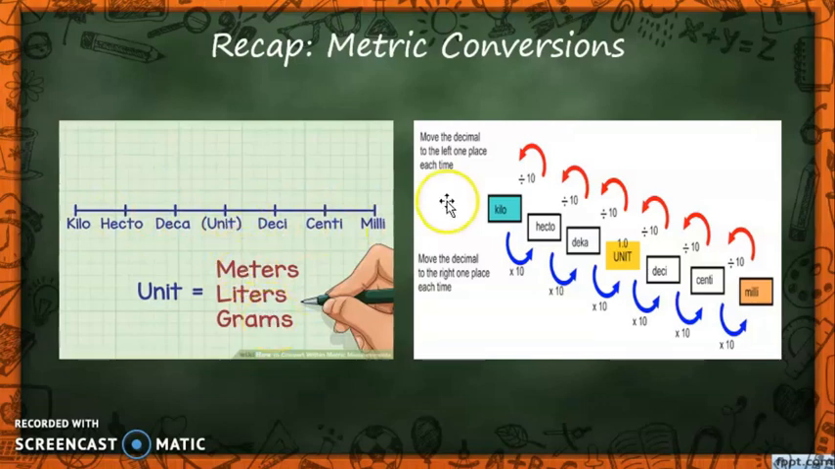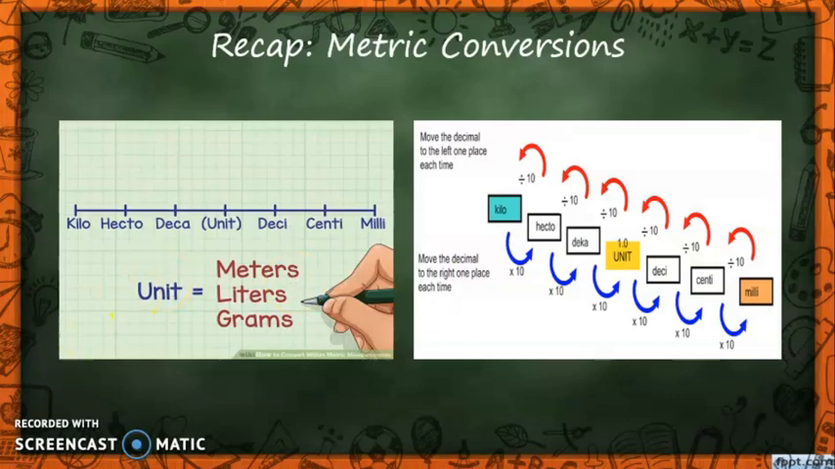Alright? So, when moving along the metric line, since for our objective we are moving from larger units to smaller units, we will only focus on that for today. So moving from kilo to milli, which is larger to smaller, we multiply by 10 each time we move. And if you want to use the decimal method, we simply move the decimal to the right one place each time.